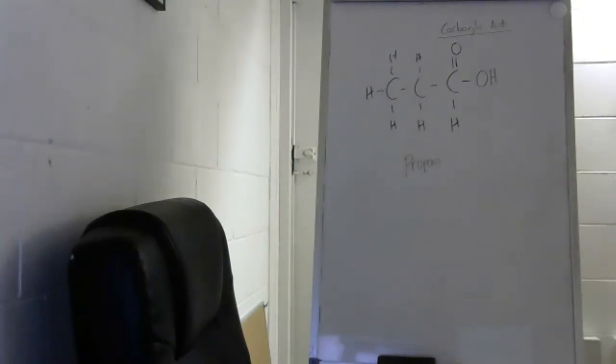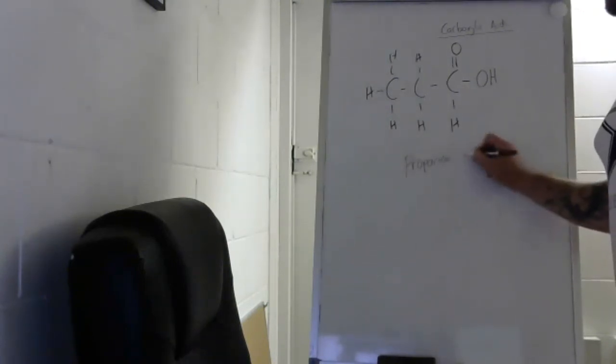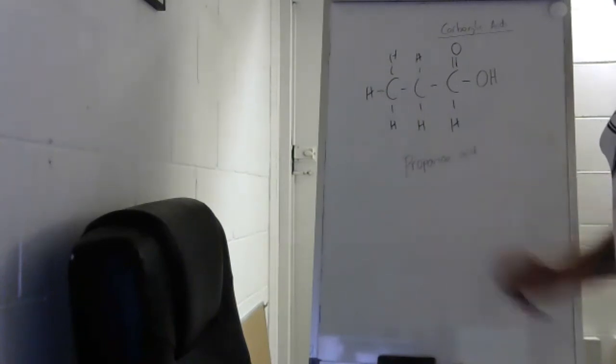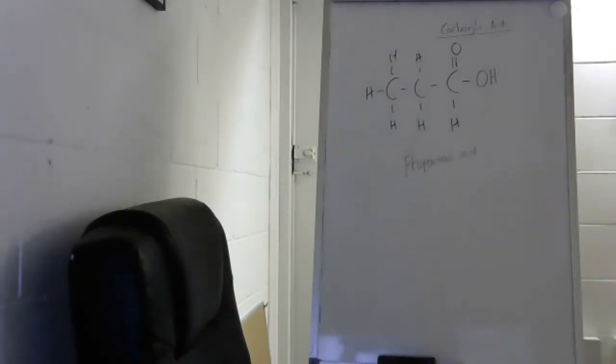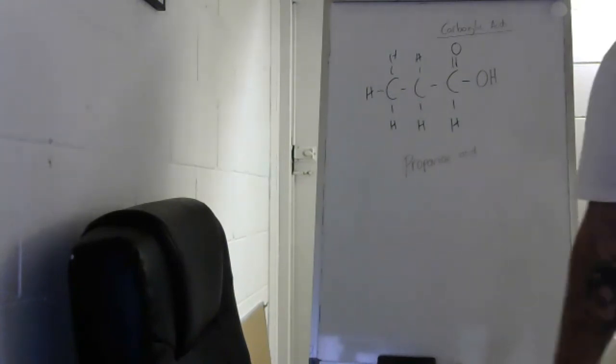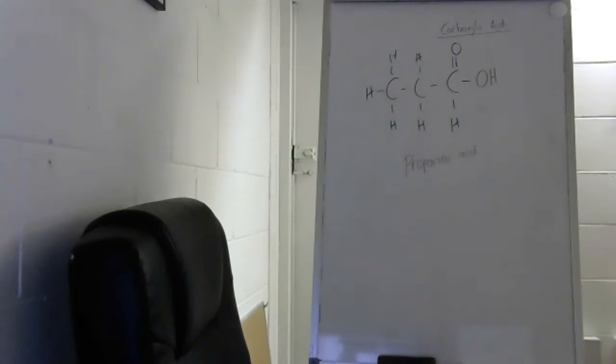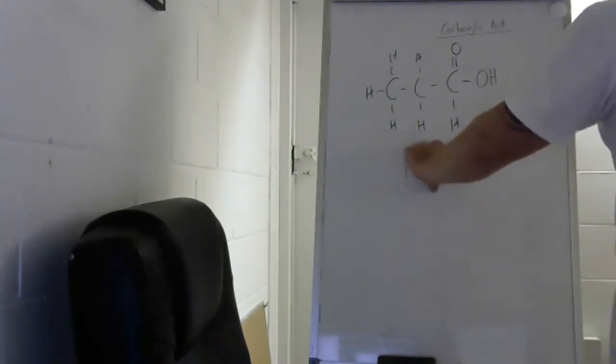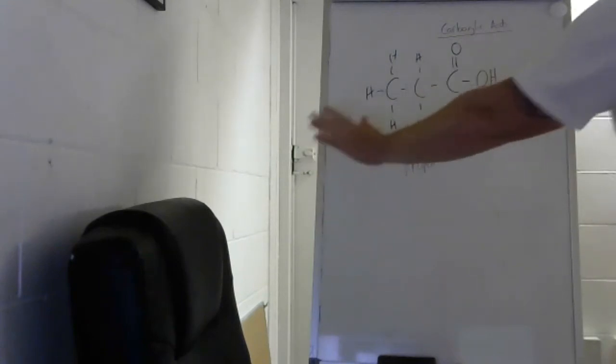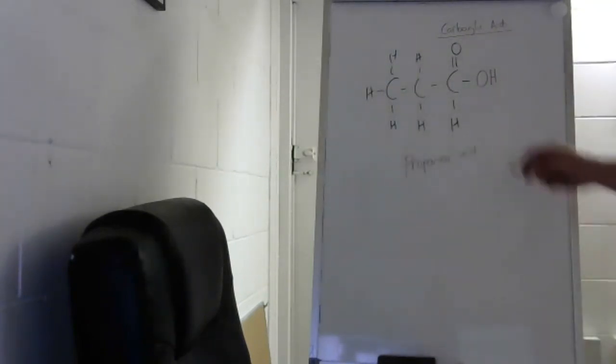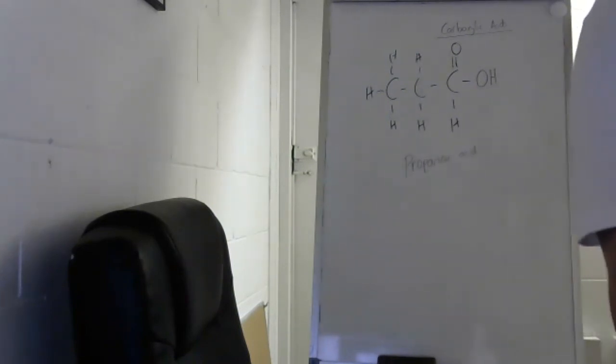We would call it propanoic acid. Propanoic acid. It's a carboxylic acid. We name it exactly the same as an alkane. We just add oic acid on the end. All right. Am I making sense? That's the question.